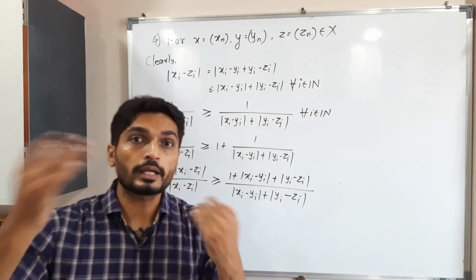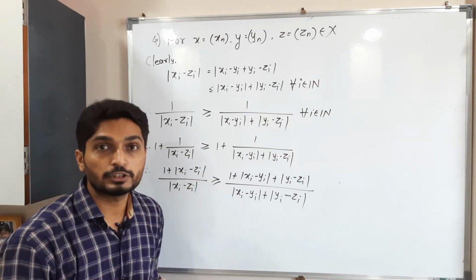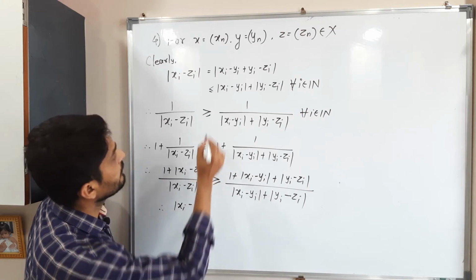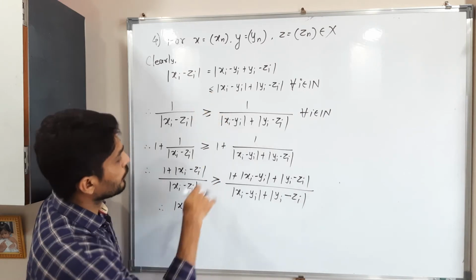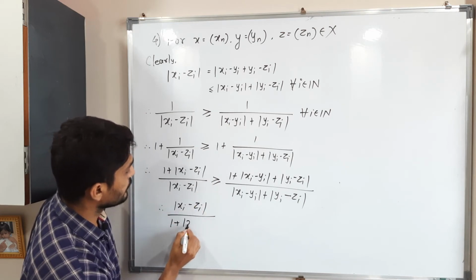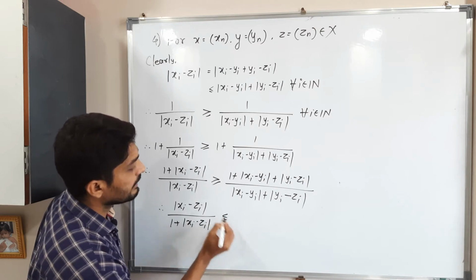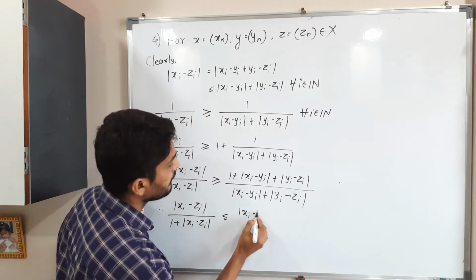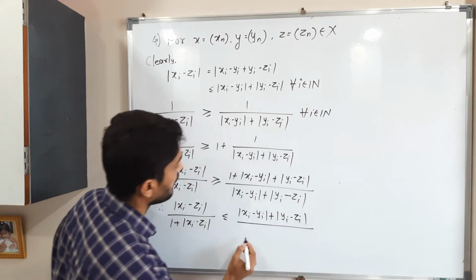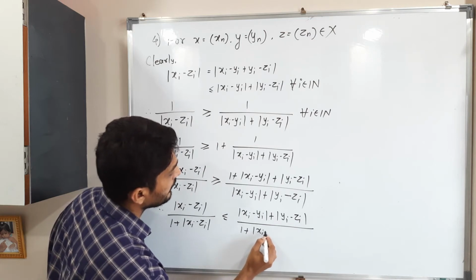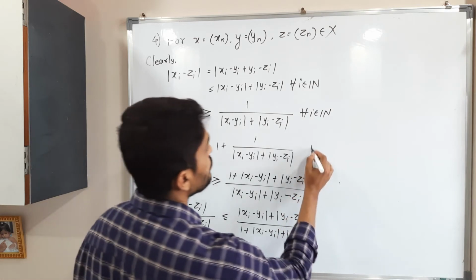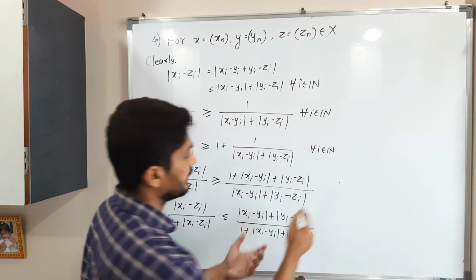Again I am going to take the reciprocal of both sides. Again the inequality will get changed. So what will I have? Therefore |xi − zi|... Here we had already taken the reciprocal; one more time I am taking the reciprocal. That means now the denominator becomes the numerator and the numerator becomes the denominator. So now we will have less than or equal to (|xi − yi| + |yi − zi|) divided by (1 + |xi − yi| + |yi − zi|). Obviously this is true for all i belonging to the set of natural numbers. Here also I am supposed to write that.